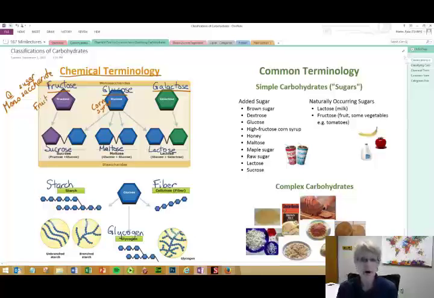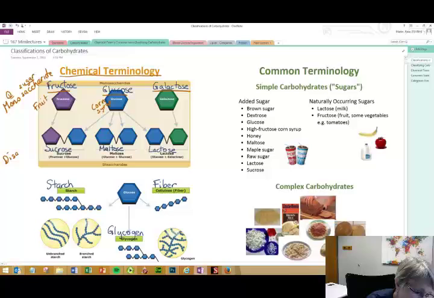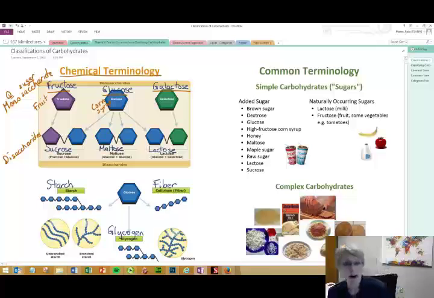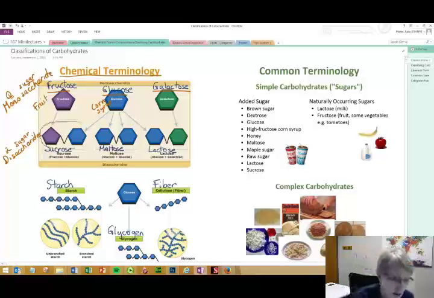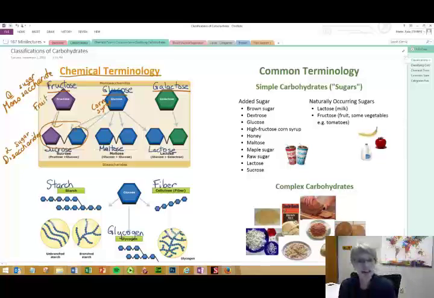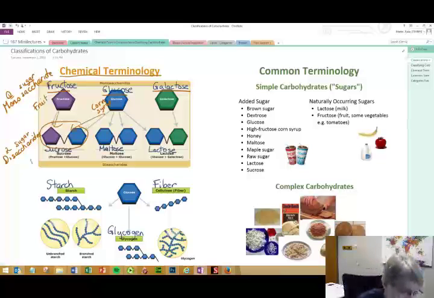The next category of carbohydrates using chemical terminology is disaccharides. Disaccharides are composed of two monosaccharides, so two sugar units, that are chemically linked together. For example, we have sucrose. Sucrose is formed by taking a glucose and a fructose molecule and chemically linking them together to be a distinct molecule. There are three common disaccharides: sucrose, maltose, and lactose. Sucrose is just a fancy name for table sugar.